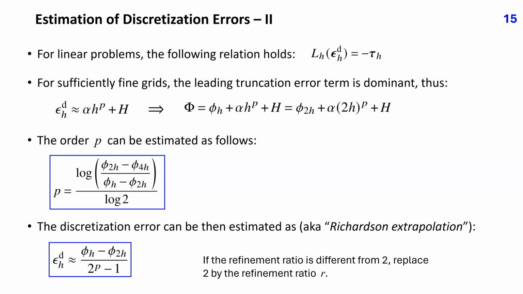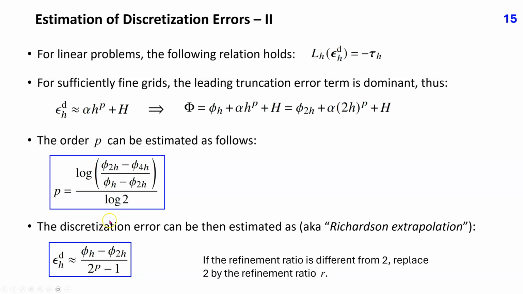When the order is known, we can estimate the discretization error from solutions obtained on the finest grids. From these expressions, one can easily derive the expression for the discretization error on the grid with spacing h, the finest grid. It is equal to the difference between the solutions on the 2 finest grids divided by this factor. So far, it was assumed that grid spacing was halved, that is, the refinement ratio was 2. The analysis, which is known as Richardson extrapolation, is valid also for different refinement ratios.